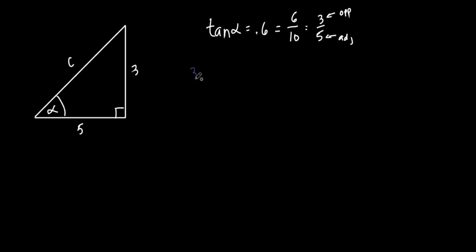Yeah, do Pythagorean theorem. So let's see. C squared equals 3 squared plus 5 squared. That's 9 and 25, which is what? 34. Take the square root. So C is the square root of 34.